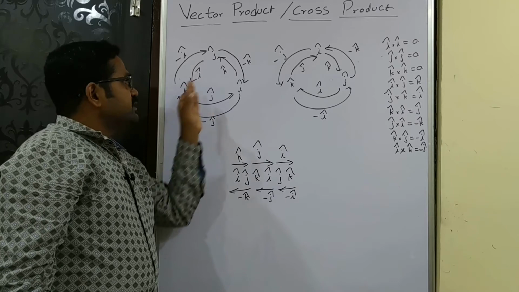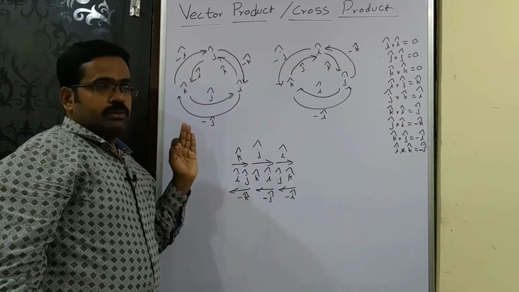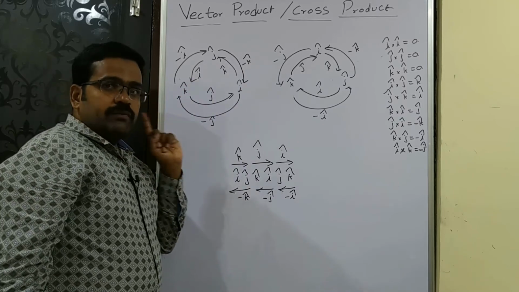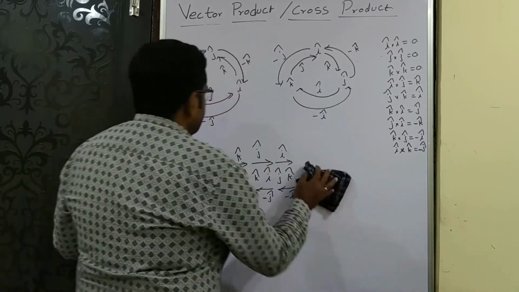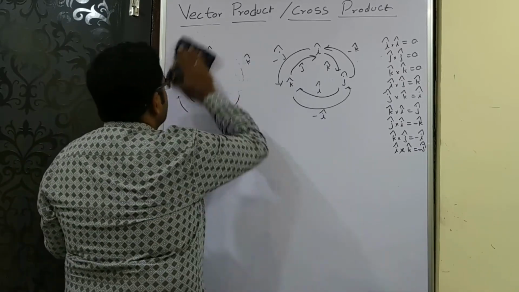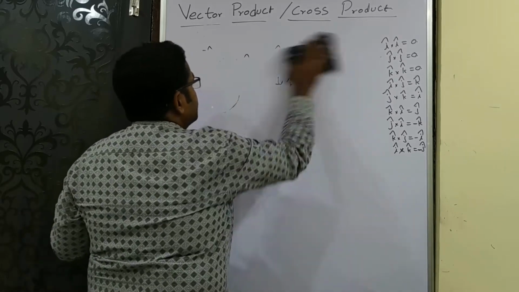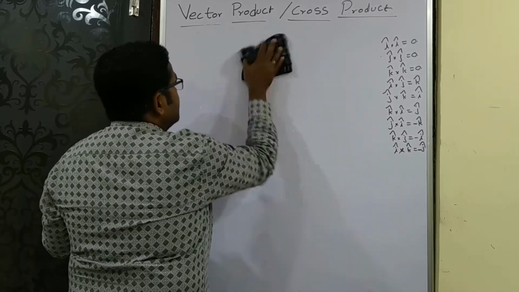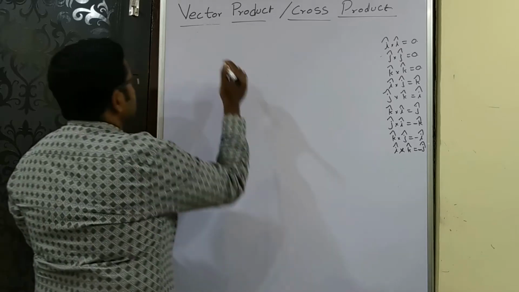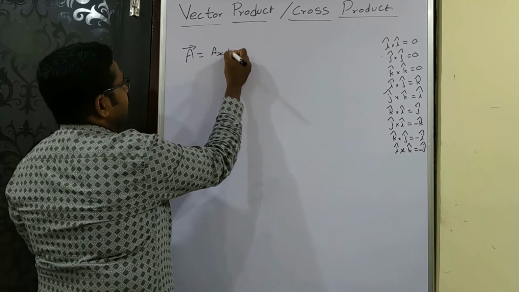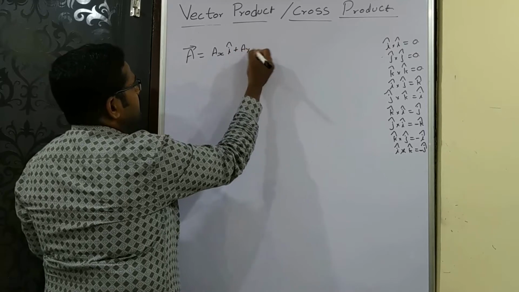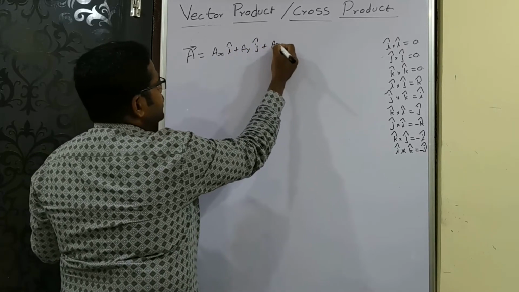You just follow whichever method you think is easier for you, and follow only that one method. Now we will go over how to multiply two vectors which are in Cartesian form, vector A and vector B. So how can we write vector A in Cartesian form? It is Ax I cap plus Ay J cap plus Az K cap.